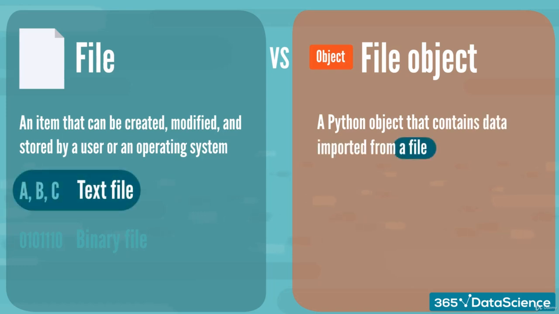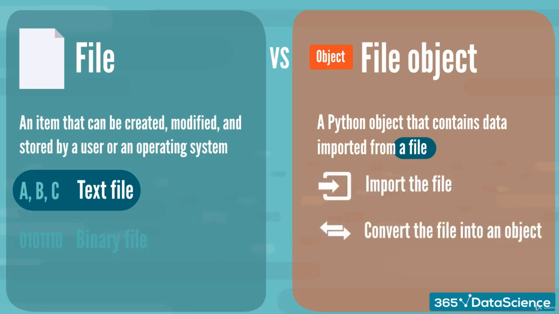In general, we have files stored on our computer. To work with them in our programs, we have to import and convert them into file objects first. Once the given information has been stored as a file object, we will be able to modify that object as we like, depending on the circumstances.